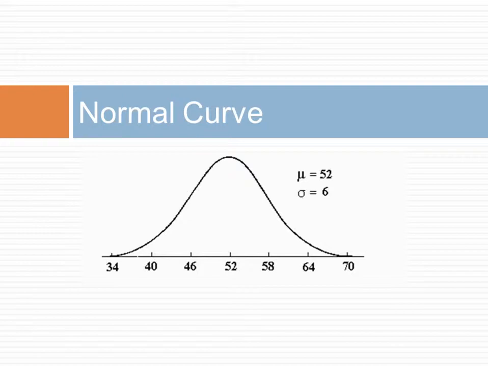Among all the distributions that we see in practice, the most common is a symmetric, unimodal, bell-shaped curve distribution. It is so common that it is known as the normal distribution. Here we see a normal curve with a mean of 52 and standard deviation of 6.